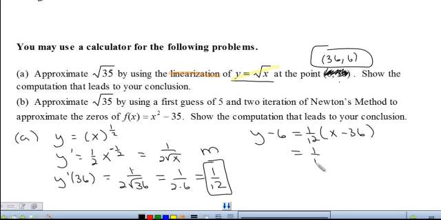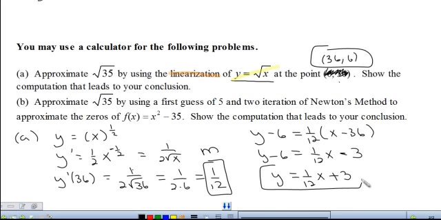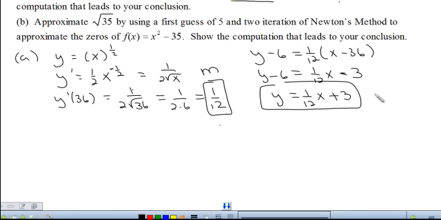So I'm going to have 1 over 12 x minus 36 over 12, which reduces to 3. I'm going to add 6 to both sides. So here's my linearization. I'm going to use that to approximate the square root of 35. So I'm going to say let x equal 35. So my linearization at 35 is going to be 1 over 12 times 35 plus 3.